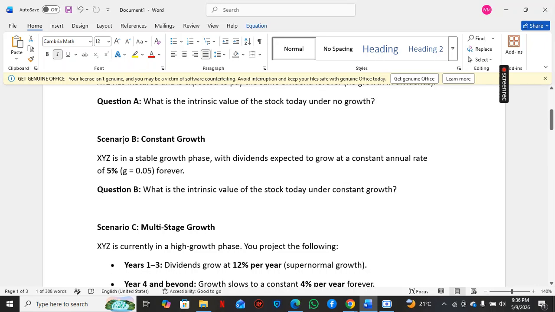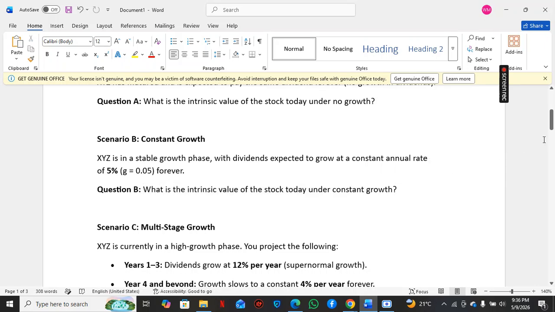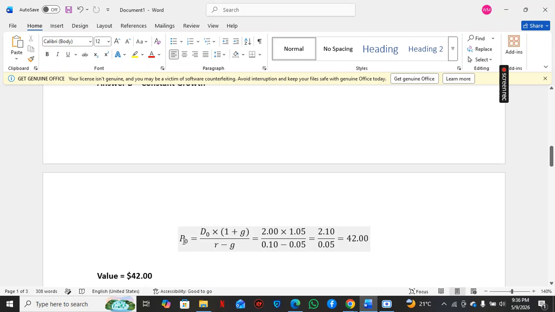Scenario B, constant growth. XYZ is in a stable growth phase with dividends expected to grow at a constant annual rate of 5% forever. What is the intrinsic value of the stock today under constant growth? So here, when the growth is constant, the formula becomes this here. This expression, D0 multiplied by 1 plus g, is next year's expected dividend.